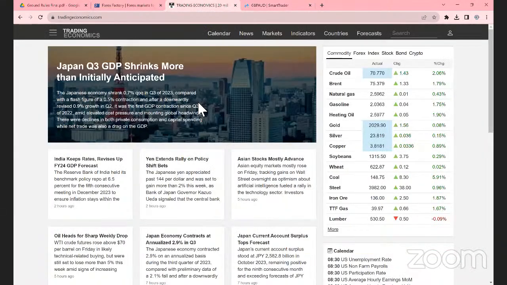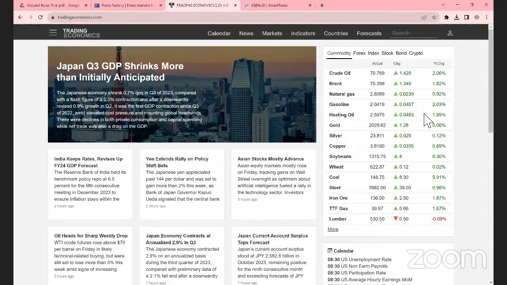Japan Q3 GDP shrinks more than initially anticipated. And we see here the Japanese economy shrank 0.7% Q over Q in the third quarter of 2023 compared to a flash figure of 0.5% contraction, after a downwardly revised 0.9% growth in Q2. It was the first GDP contraction since quarter 3 of 2022 amid elevated cost pressure and mounting global headwinds. There were declines in both private consumption and capital spending, while net trade was also a drag on the GDP, right?